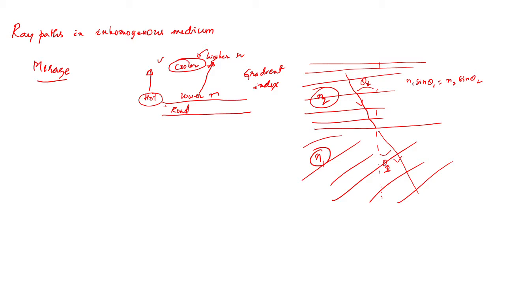So if you have this gradient index, obviously the light will bend, and that's why when you are on the road, because the light rays coming in bend like this, bend like this, it appears as if there is a pool of water here. That's the mirage. So that's what we are going to discuss in more detail, how ray paths would be in an inhomogeneous medium, and of course we will be using mainly Snell's law to do that.